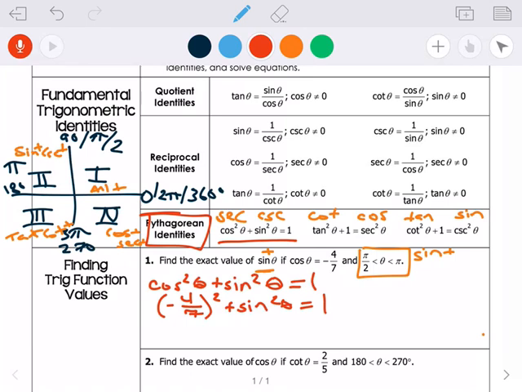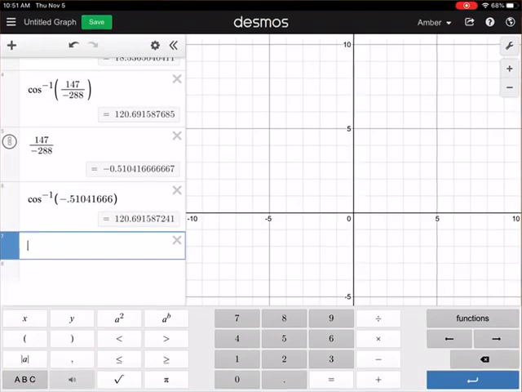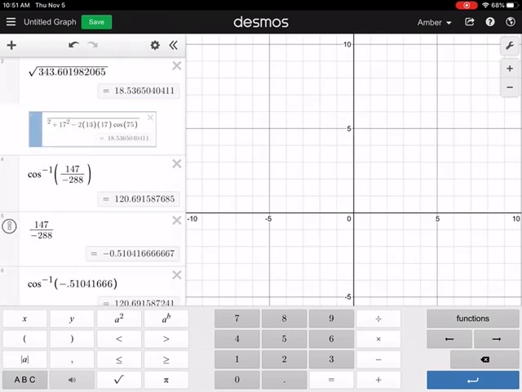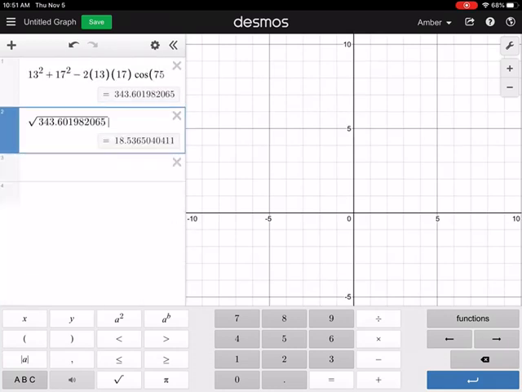When I square -4/7, if you type it in decimals, you need to type parentheses. If you do not, you will miss it. So let me clear what I have going here.